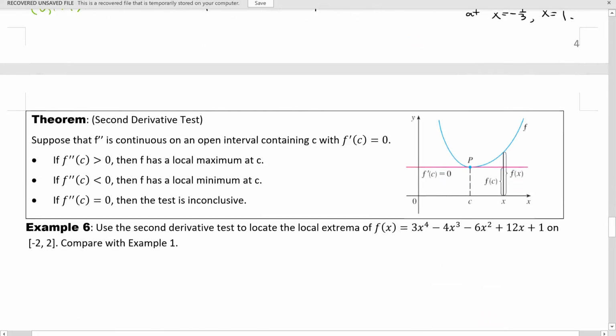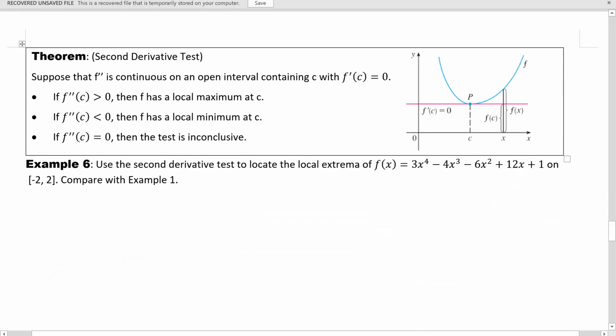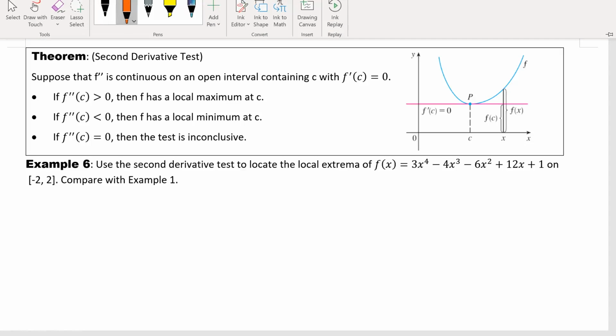Okay. All right, next theorem, second derivative test. Suppose that f prime prime, the second derivative, is continuous on an open interval containing c, where the first derivative is 0. Okay, so if the second derivative is positive, then f has a local minimum. If the second derivative is negative, then f has a local maximum.